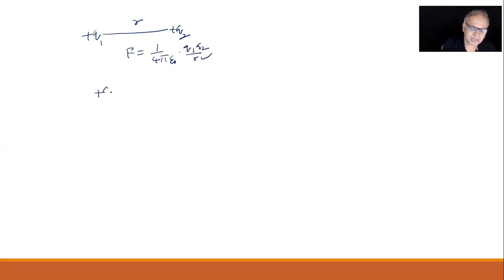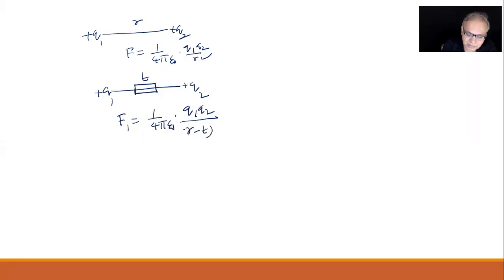Now, these charges are placed like this, but the medium is only until here, not extending from Q1 to Q2. Now this force, if I call it F1, is 1 by 4 pi epsilon 0 Q1 Q2 by R minus t, the remaining air distance, plus this distance written in terms of air distance again, that is root epsilon R into t. Now this is the effective distance you can call.